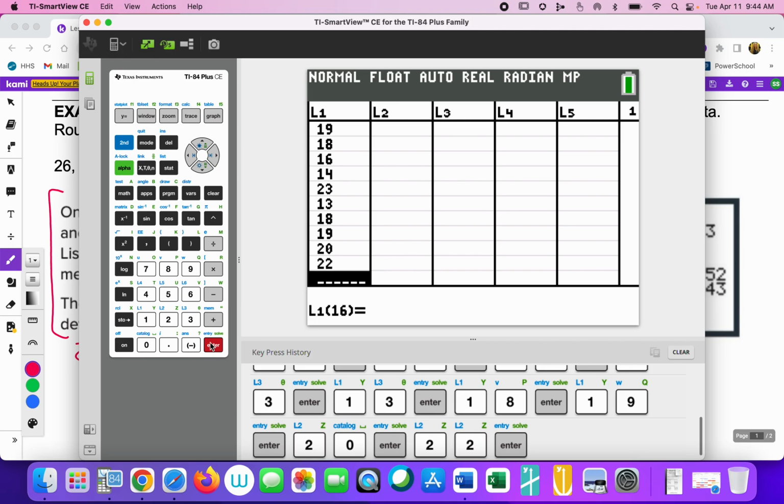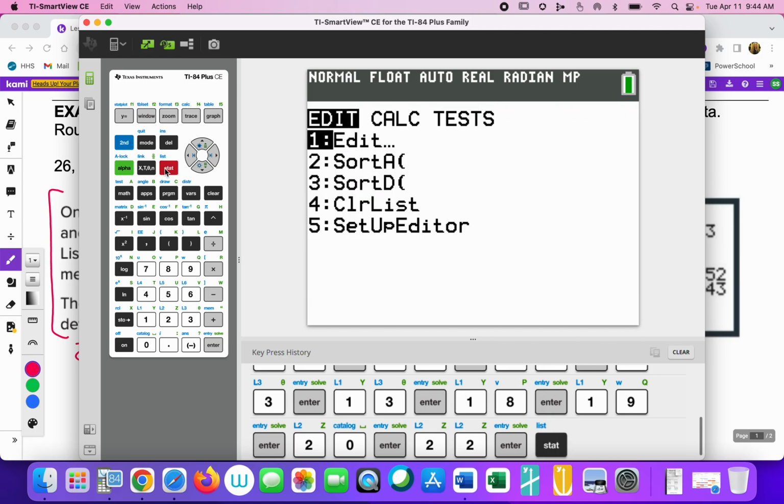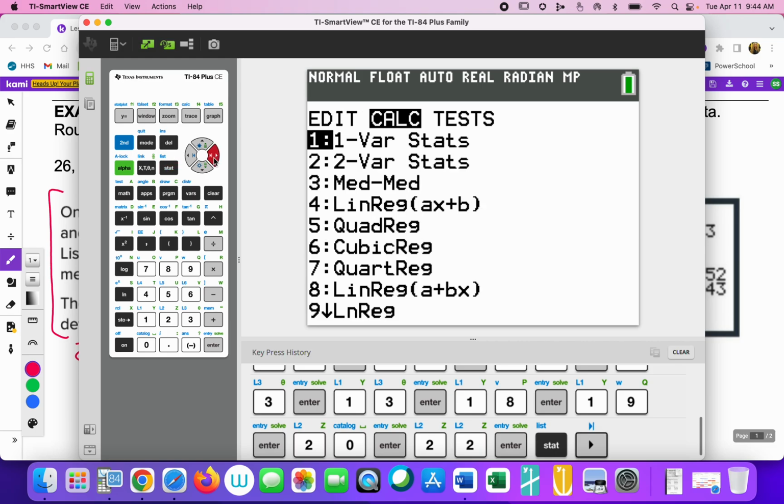So is everyone at this point? Go back to stat, so hit the stat button again. You're gonna arrow over to the calc menu, so it's on the edit menu now, calc. And you're gonna hit option 1, so it's already on there, hit enter.